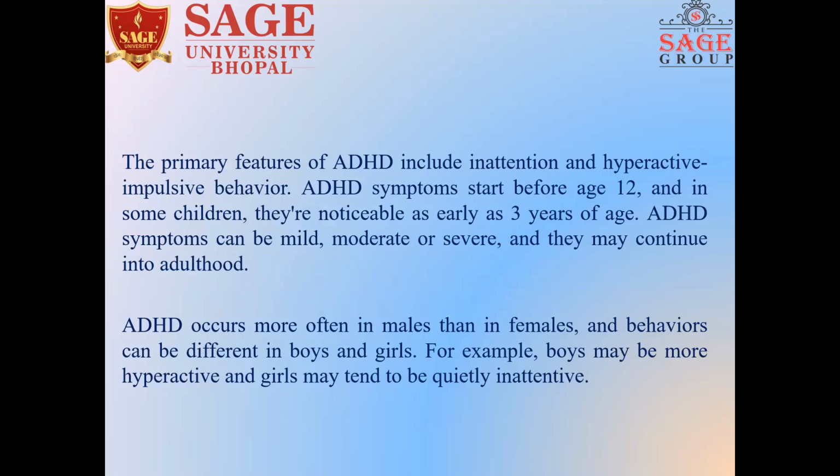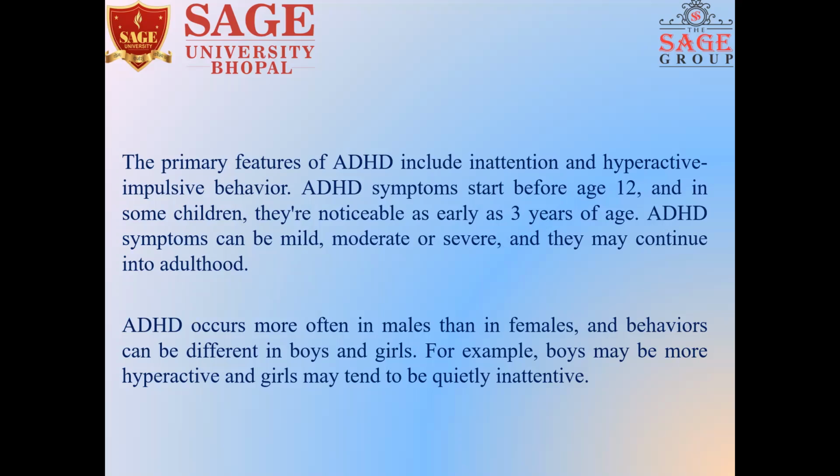Okay. So the primary features of ADHD include inattention and hyperactive impulsive behavior. So basically there are some symptoms which consider ADHD as a psychological disorder. First and the major symptom is inattention, and the next one is hyperactive impulsive behavior. So these kids or children are unable to sit in a particular place for a long time. They are very hyper at doing particular tasks and playing games, etc.